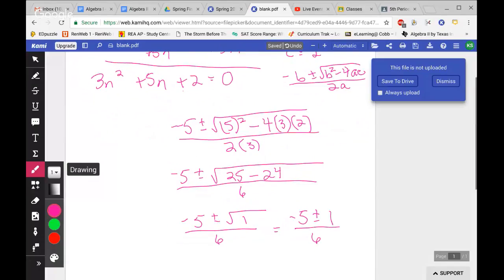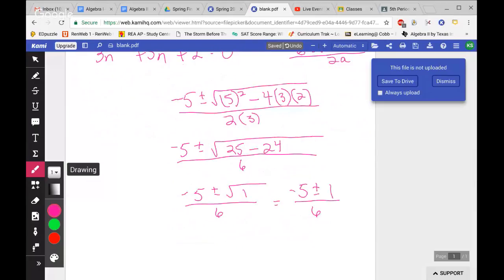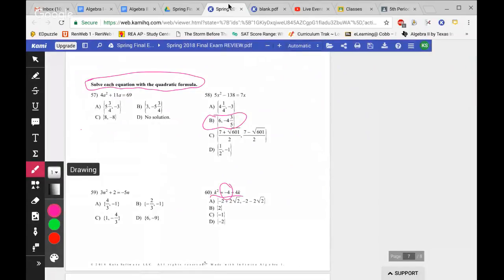So now we have negative 5 plus 1, which is negative 4 over 6, which reduces to negative 2/3. Or we have negative 5 minus 1, which is negative 6 over 6, which equals negative 1. So our answers are negative 2/3 and negative 1, which is B.